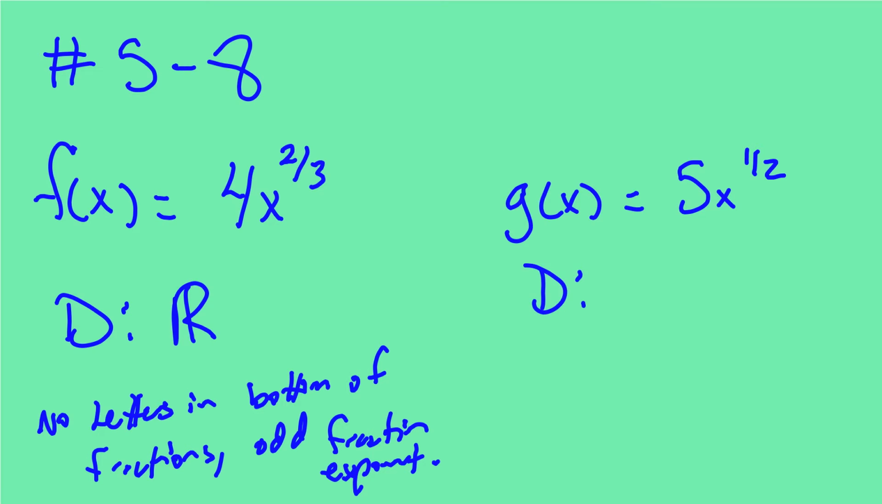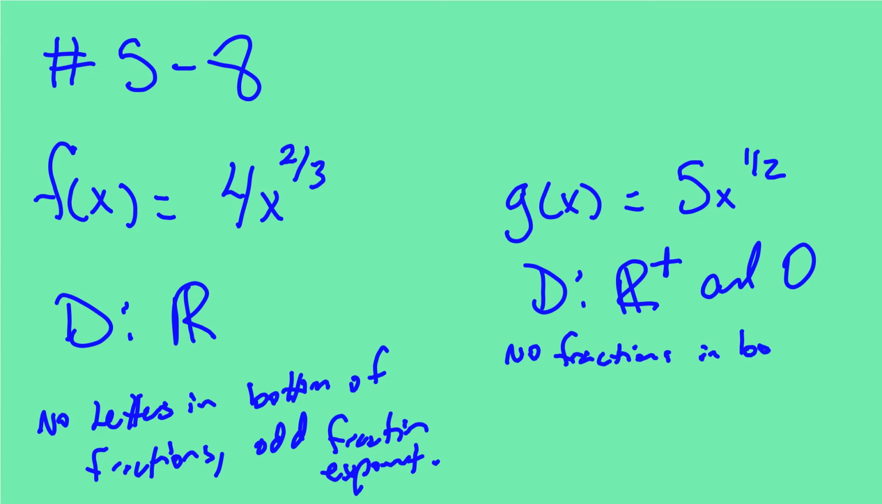G of x, domain, it's all the reals that are positive and 0 because there are no fractions in the bottom of a fraction, and it's an even fraction exponent.